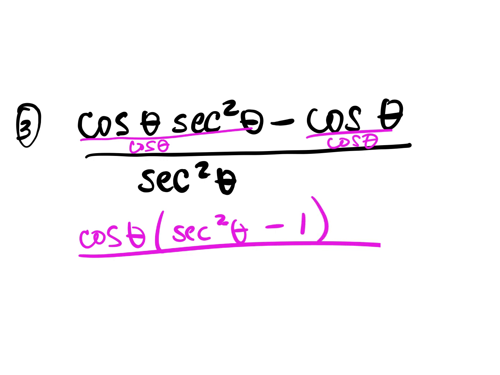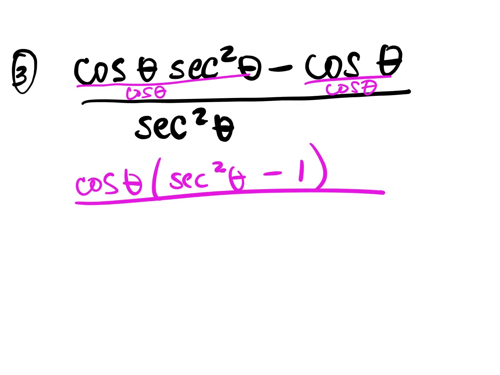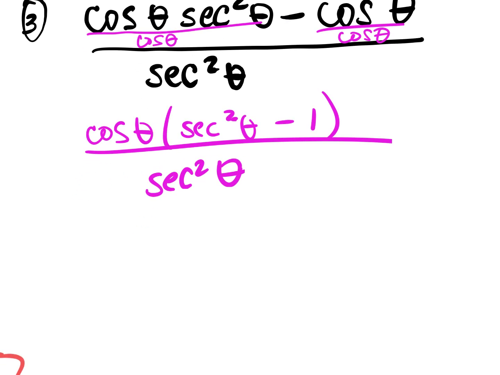Anything divided by itself is 1. Very good. And then I have secant squared on the bottom. Now, can you just cross out those secants? No, because it's attached to a 1. But we've uncovered an identity. Look at your identity sheet. What is secant squared minus 1 the same as?